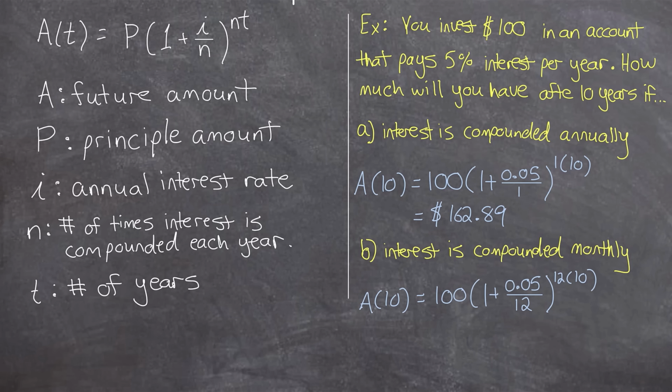And in this case, the amount after 10 years would be slightly higher. It would be up to $164.70. And as you keep increasing the number of compounding periods, this value is going to keep getting higher. But what would happen if this value approached infinity? That's going to lead us into our next section.